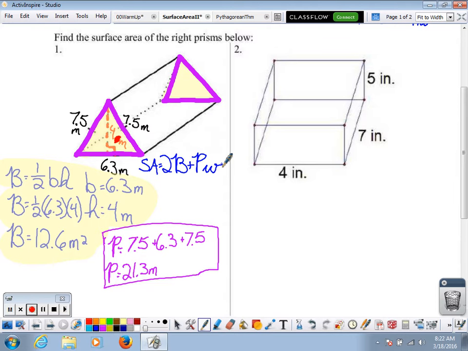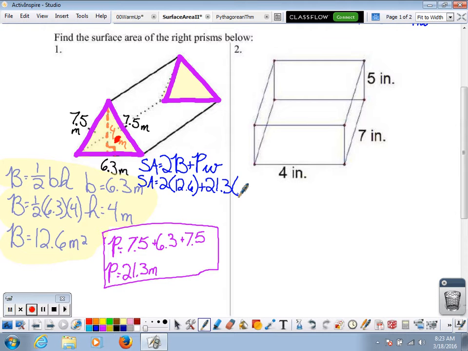Okay, now, so I have 2 times the area of the base. And what is the area of the base? What did we find, Danny? 12.6 plus, what did we find for the perimeter? Amber? 21.3. What about the distance between those bases? How far apart are they? Paige? We don't know. It's not listed.